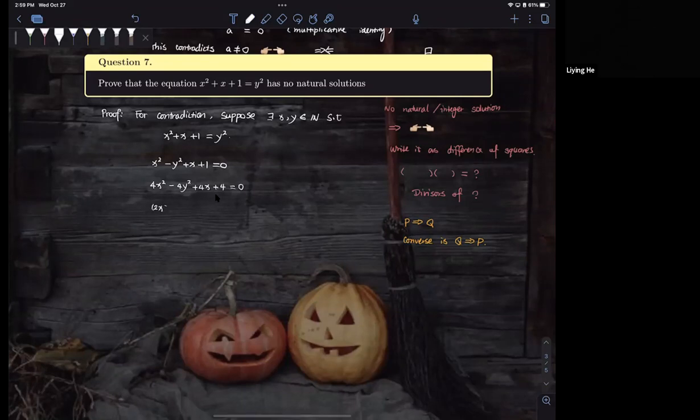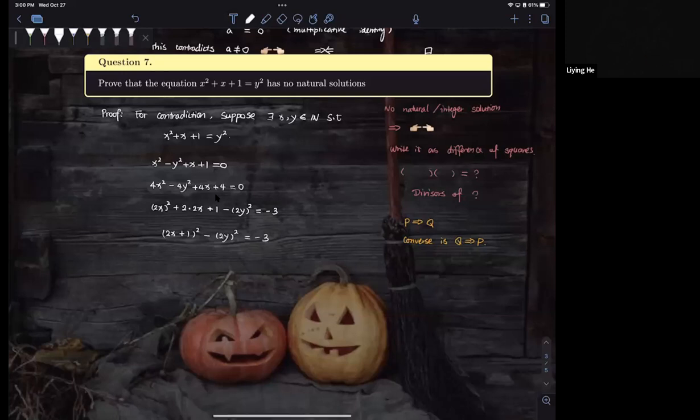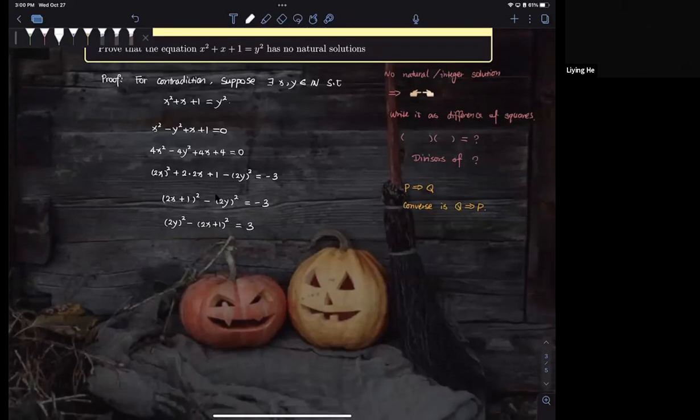So this is 2x squared plus 2 times 2x plus 1 minus 2y squared equals -3. Do you see? This is 2x plus 1 squared minus 2y squared equals -3. To get rid of the negative, I'm going to switch those two. So 2y squared minus 2x plus 1 squared equals 3. This is difference of square. So this is 2y plus 2x plus 1 times 2y minus 2x plus 1, so -1, equals 3.